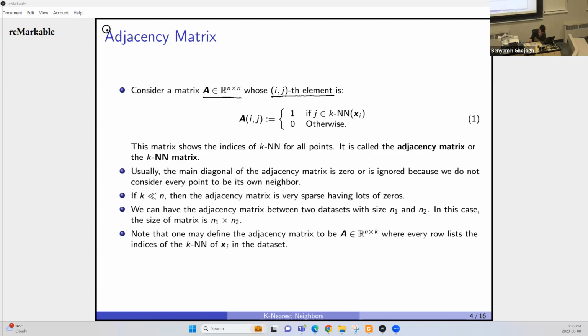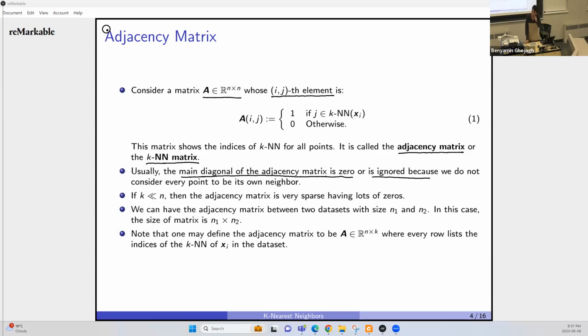This matrix shows the indices of KNN for all points. What is it called? It's called the adjacency matrix, or the KNN matrix. Both names are used. It's used a lot in machine learning, especially in machine learning which uses graphs. Also, it's used a lot in dimensionality reduction. Usually, the main diagonal of the adjacency matrix is 0, or it is ignored. Why? Because we don't want every point to be its own neighbor.